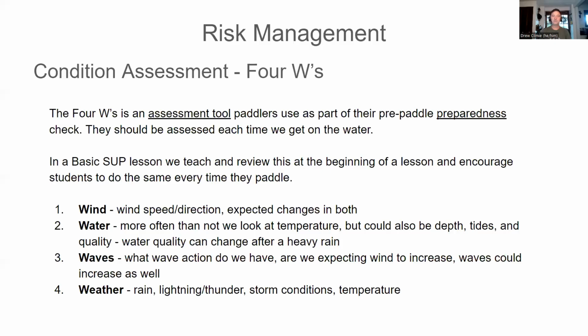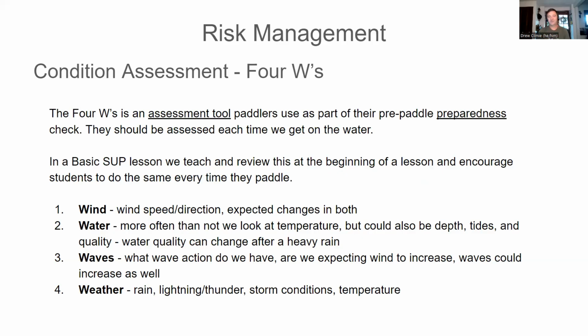The 4 W's is an assessment tool paddlers use as part of their pre-paddling preparedness check. They should be assessed each time we get on the water. In a basic SUP lesson, we teach and review this at the beginning of a lesson to encourage students to do the same every time. So we'll use it in our lesson planning. We'll use it as part of our brief creation, briefing the students before we get on the water. But as much as possible, I want my students to adopt this as a key part of paddling and start doing it on their own every time they go out. So the 4 W's are wind, water, waves, and weather.